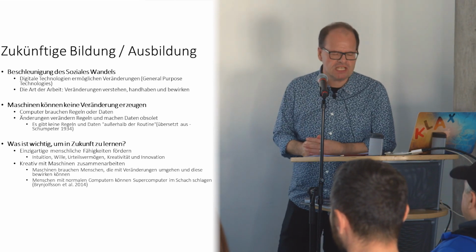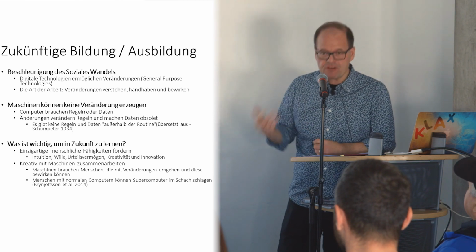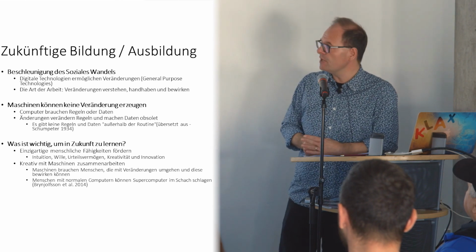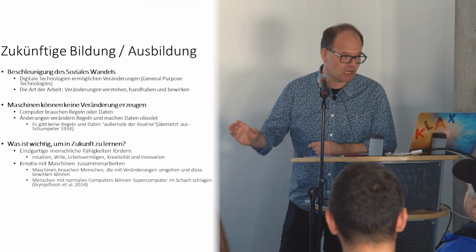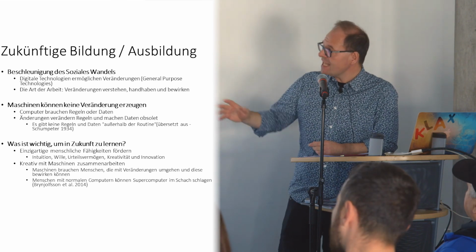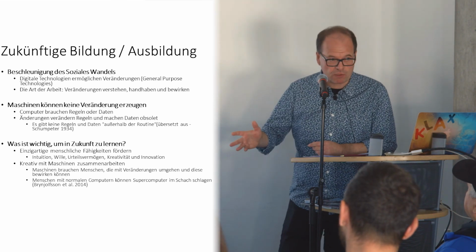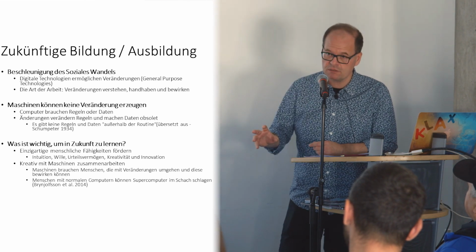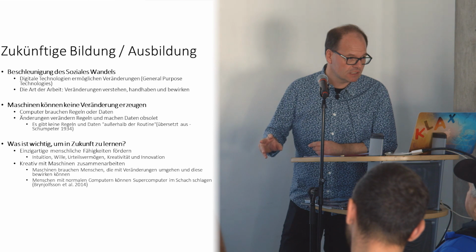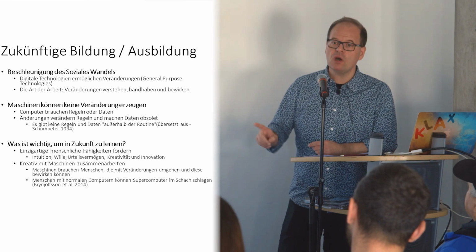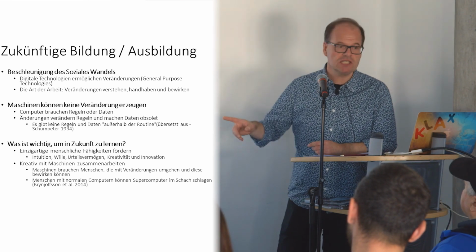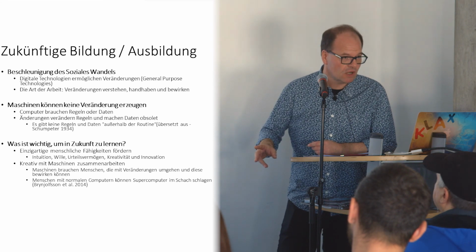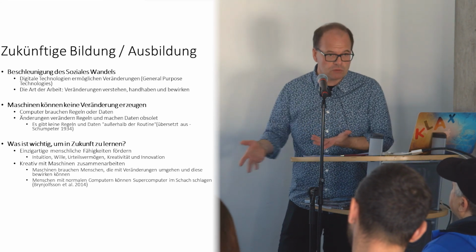Okay, what about machines then and change? Well, I will claim, and have tried to claim in my research, that we have a paradox here. Because machines make change possible, but machines cannot make change themselves. They cannot make change. Why? Because, as I said, machines need data, or they need to be programmed with rules.